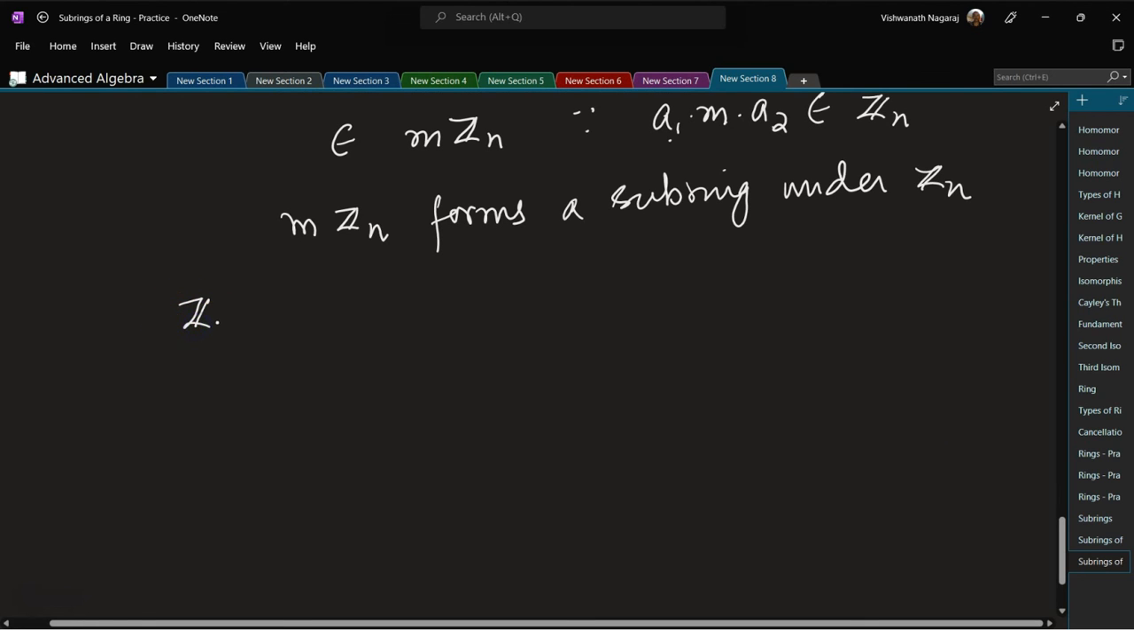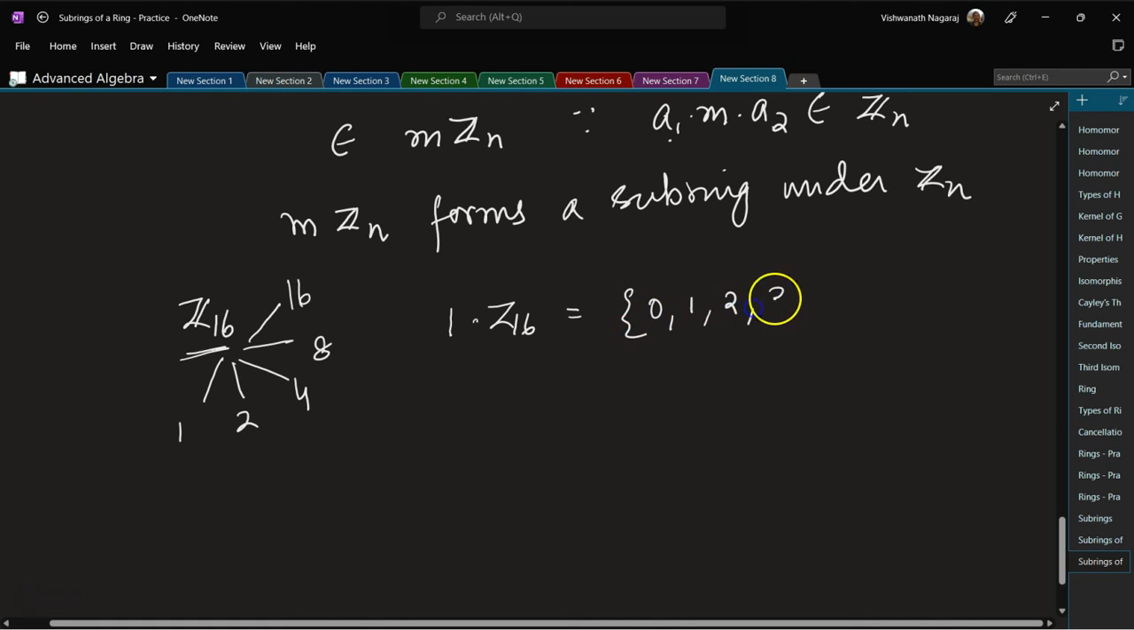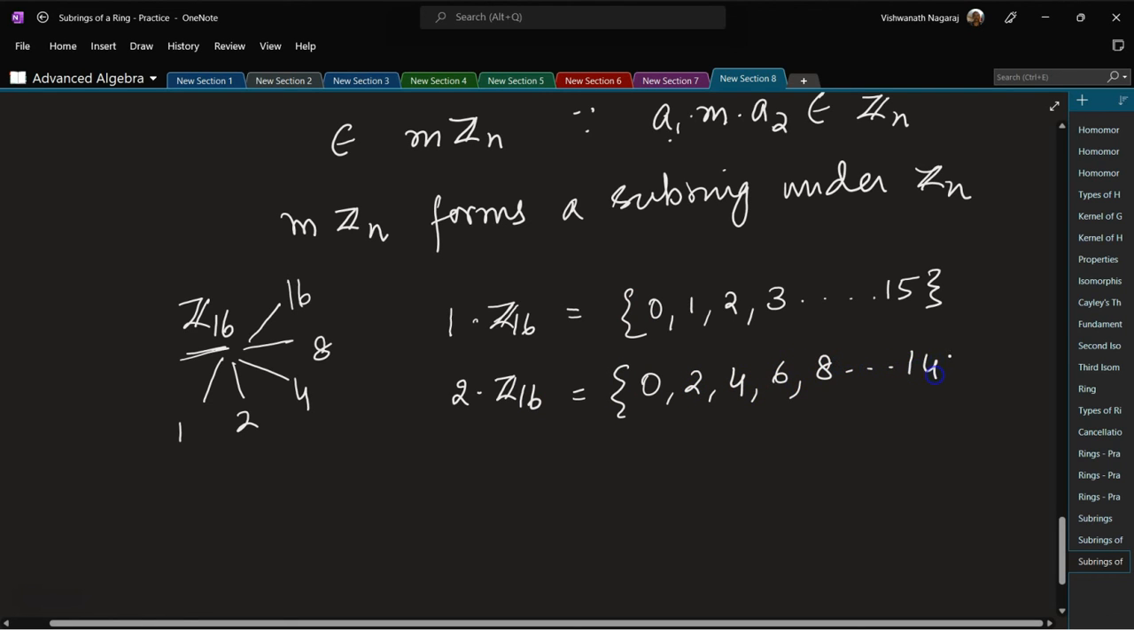Okay, let's look at an example just to understand it clearly. So let's say we are talking of integers modulo 16. To figure out the subrings, we have to arrive at the integer factors of 16. So this can be 1, 2, 4, 8 and 16. We just take Z16 and multiply it with each one of these one by one. So 1 times Z16 is equal to the set 0, 1, 2, 3, that is Z16 itself. Okay, 2 times Z16: just multiply, 2 zeros 0, 2 ones 2, 2 twos 4, 2 threes 6, 8, so on up to 14.